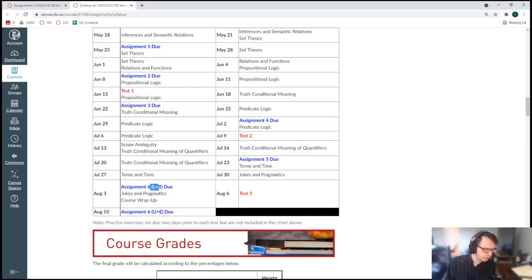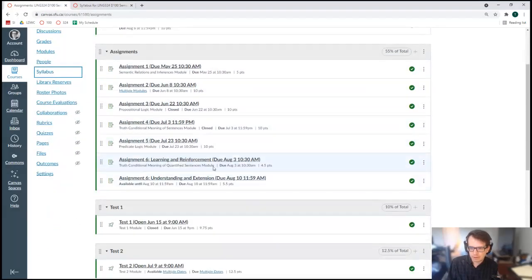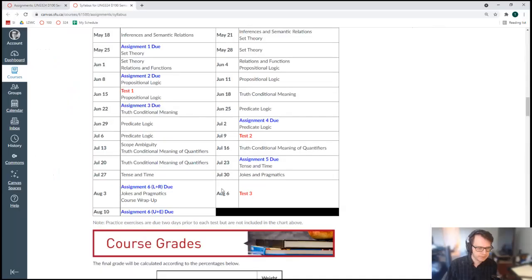So that gives you a week between learning and reinforcement, the stuff that is necessary to help you with the test on Friday, and then the extension stuff after. On the grades page, these are going to be separate entries: learning and reinforcement on the 3rd for 4.5 points, and understanding and extension on the 10th for 5.5 points. This is just to make this last week and a bit a little lighter on you. Everything still has to be done, but it's spread out.